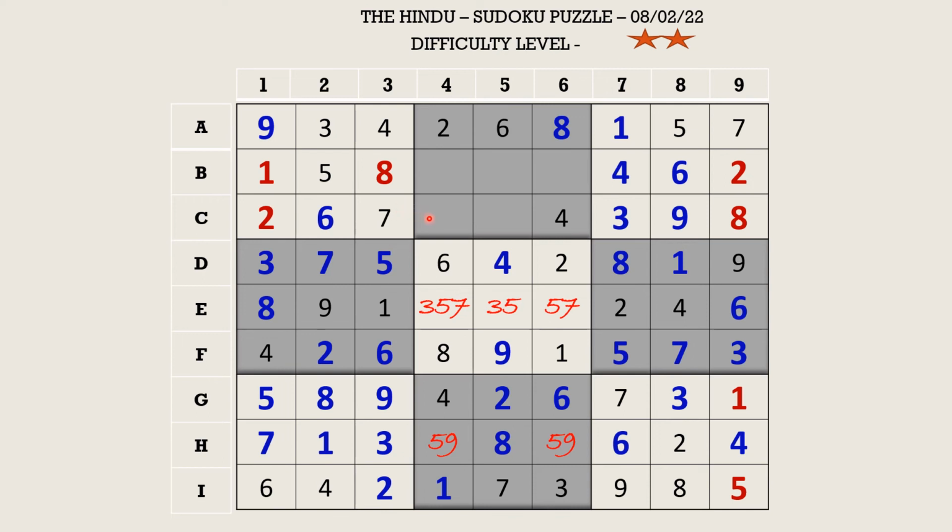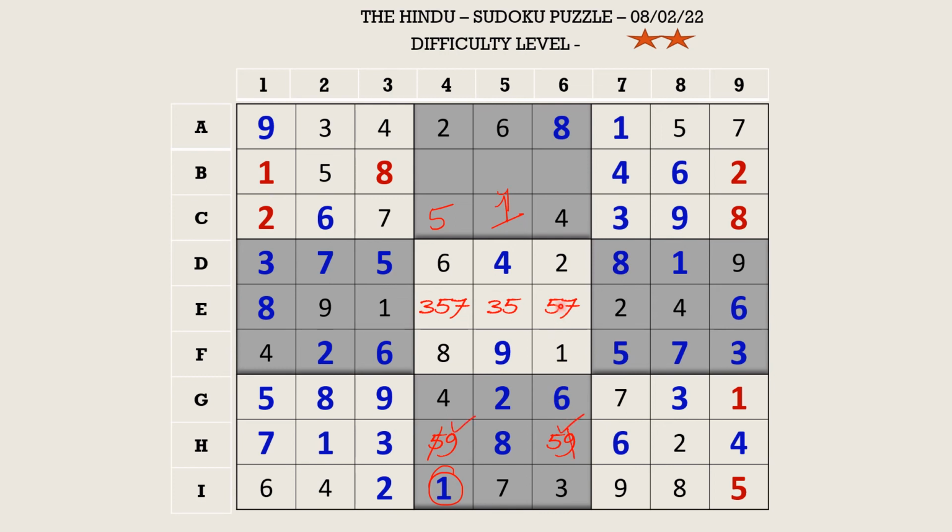So in C row there are only 2 empty cells and the missing numbers are 1 and 5. There is a 1 in I row here which blocks here. So C4 takes 5 and C5 takes 1. Now this 5 cancels out the 5 here in H row. So H4 becomes 9 and H6 becomes 5.